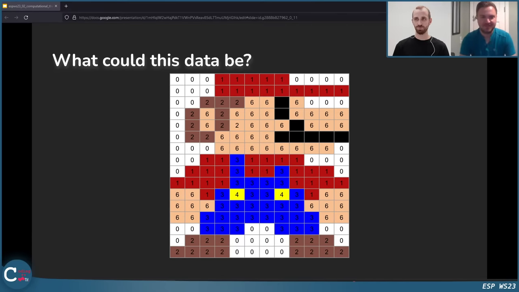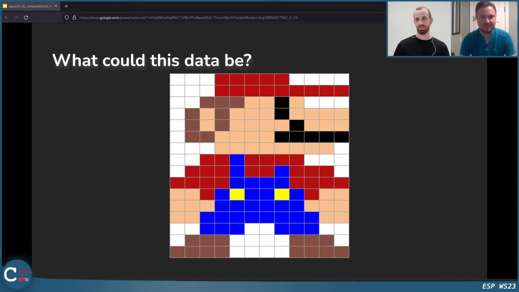Yeah, and if we remove the numbers, then we can really say, okay, that's pixel art. It's just because we know how to interpret the values we had that we can now also draw pictures, for example.